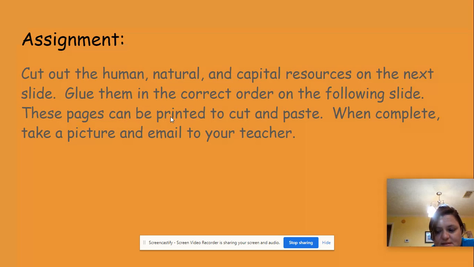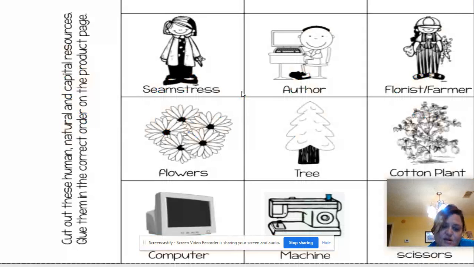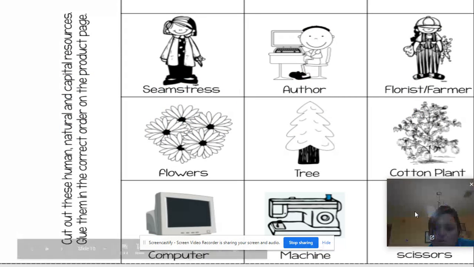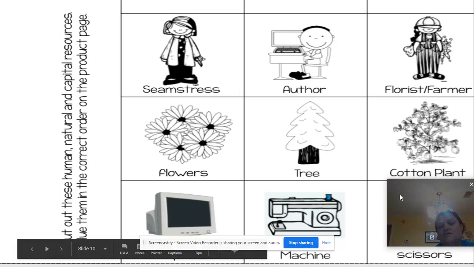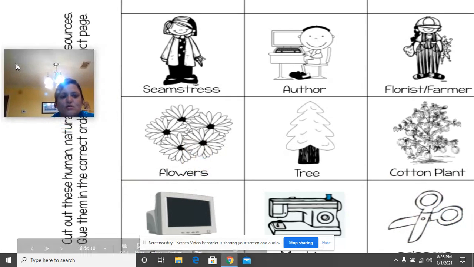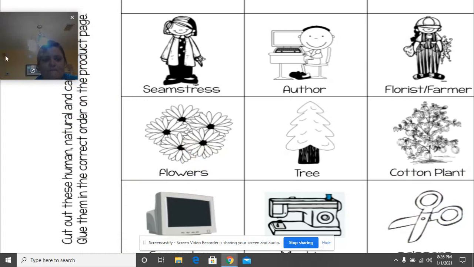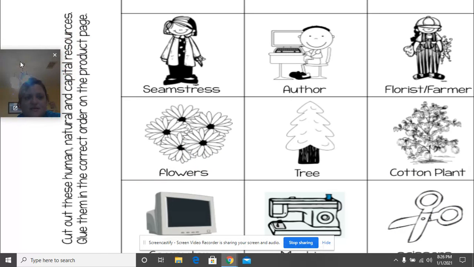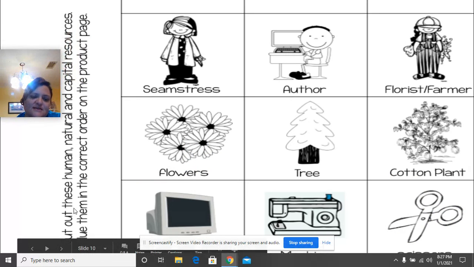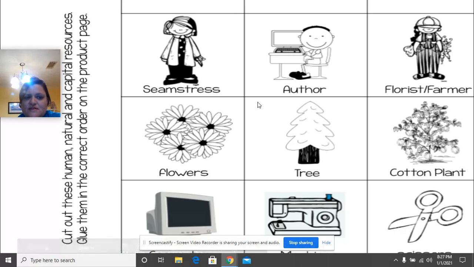So let's look at this in detail to make sure you understand what you're going to do. So you're going to cut out all of these different resources here. Trying to make it where you can see this. Okay. Over here on this side, it says cut out these human, natural, and capital resources. You're going to glue them in the correct order on the product page. So you're going to see what that is in a minute, but let's just talk about these for just a second.